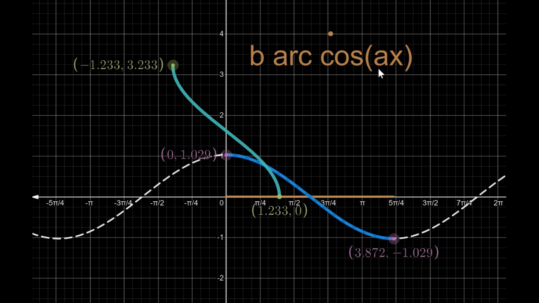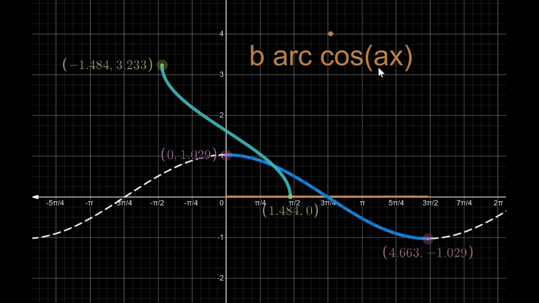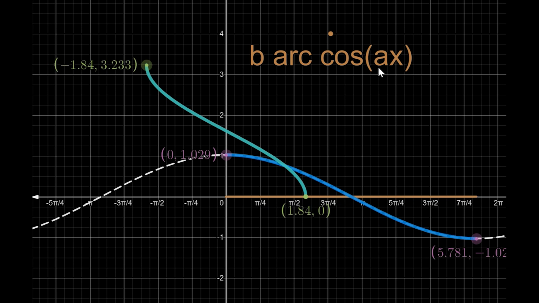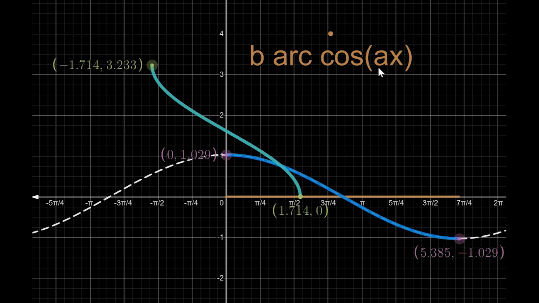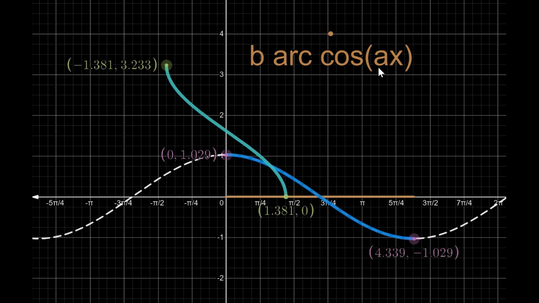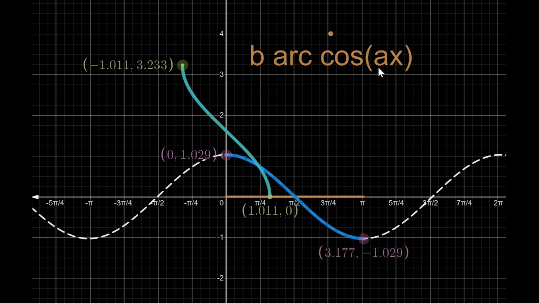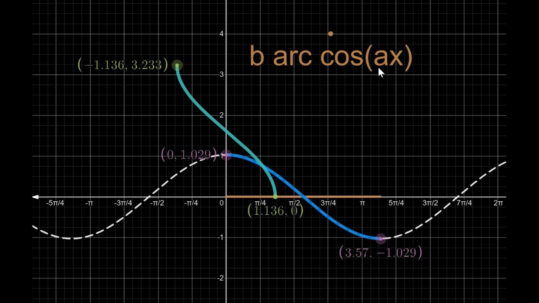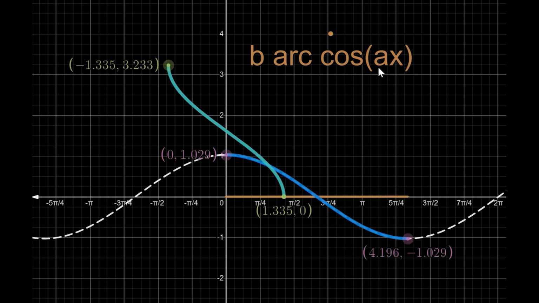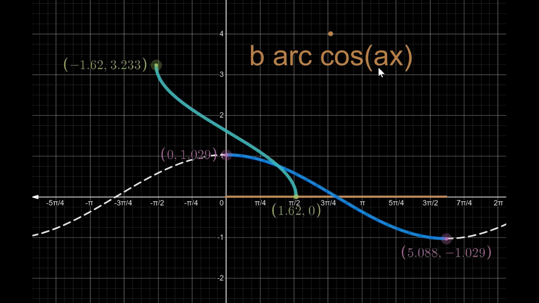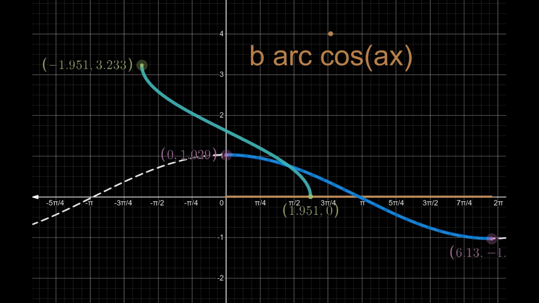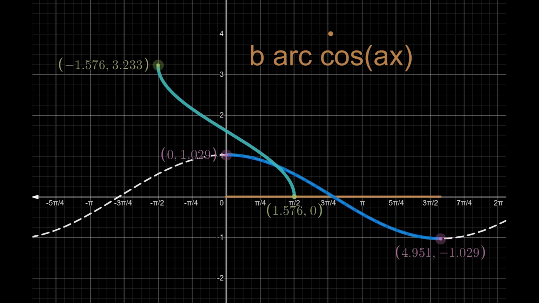If a is greater than 1, in that case, there is horizontal compression by a factor of 1 over a. If a is less than 1, then there is horizontal stretch. At the moment, a is less than 1 and you see horizontal stretch. Perfect. Now let me change the other parameter, which is b.